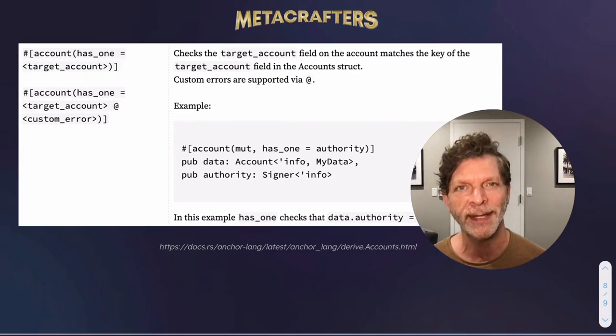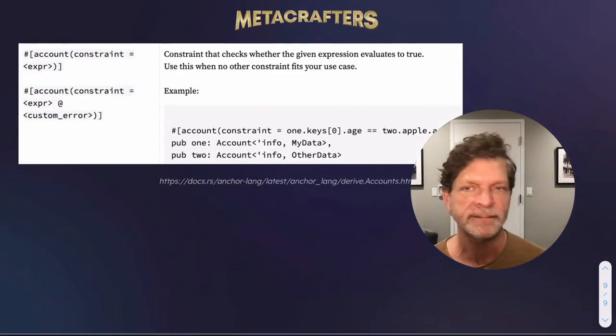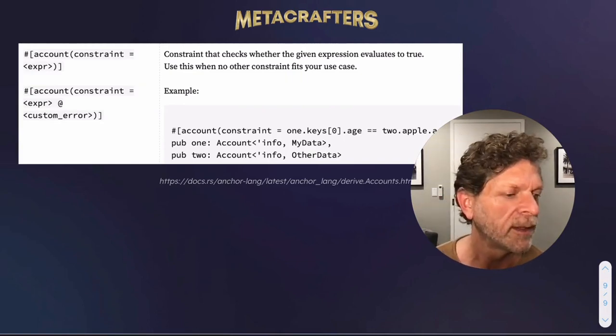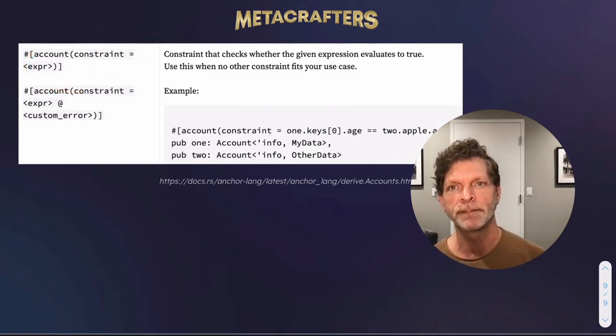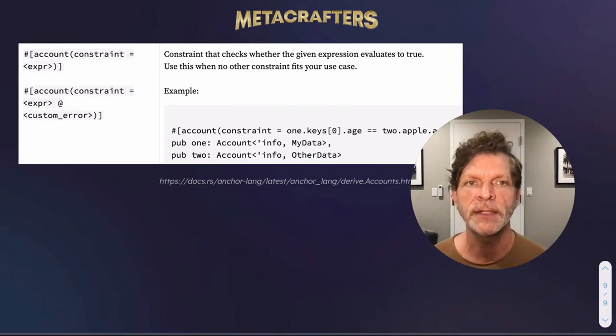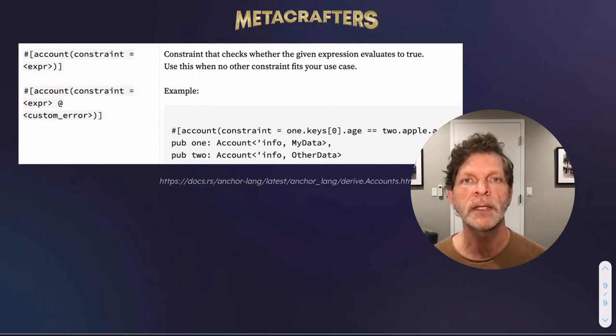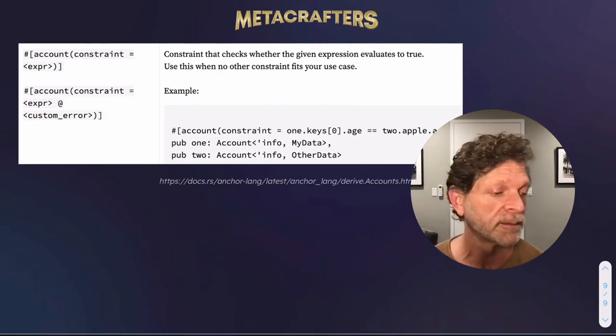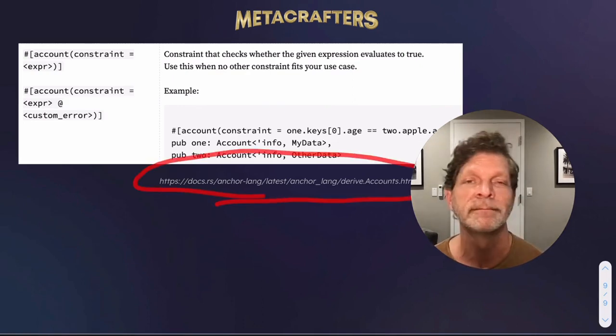One final one to look at today. Constraint equals expression is a constraint that checks whether the given expression evaluates to true. Use this when no other constraints fit your use case. There are several more constraints defined in the docs. So follow the link and read on.